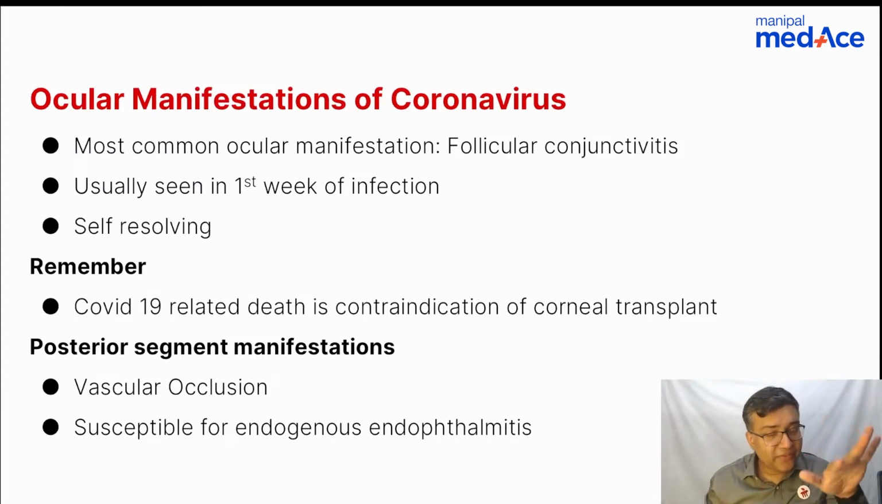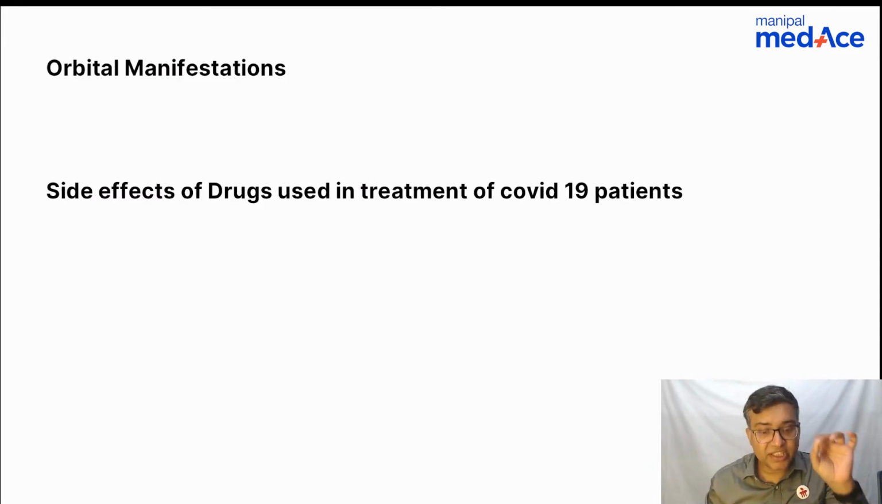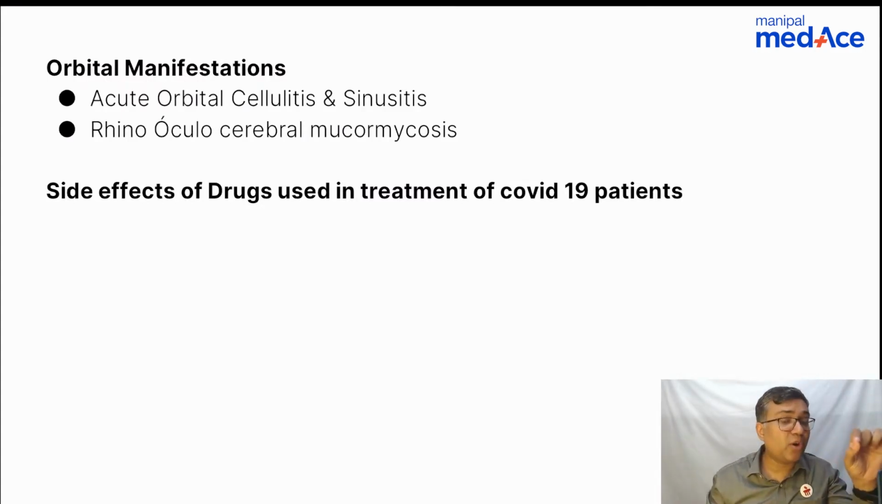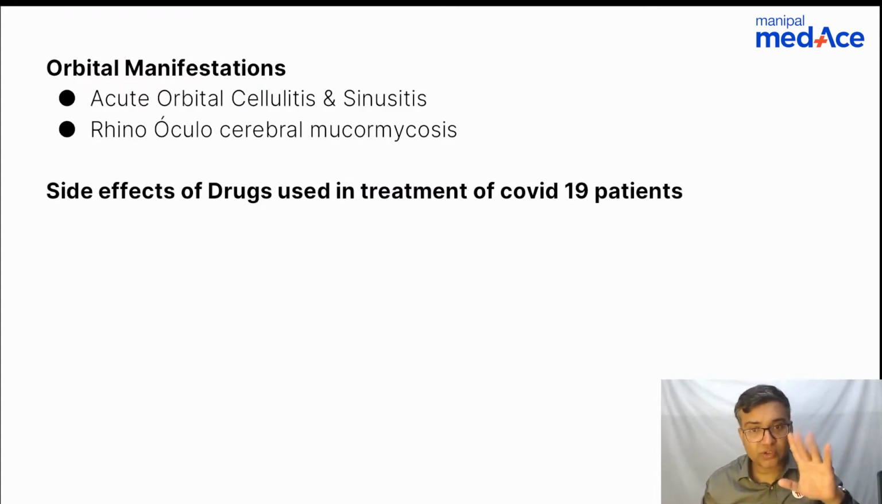When we talk about orbital manifestations, the important ones are orbital cellulitis and sinusitis, and very important, because of the use of steroids there can be mucormycosis. That was a previous year question as well.